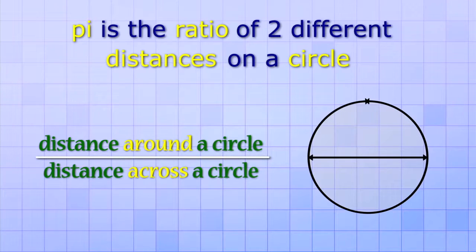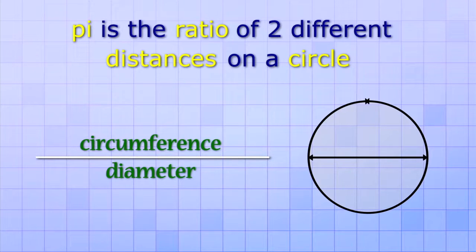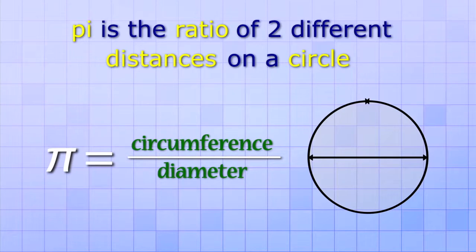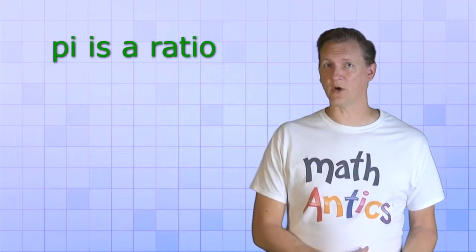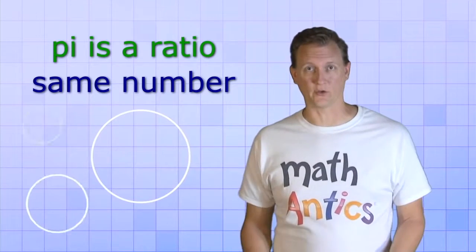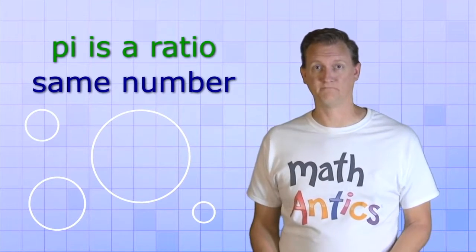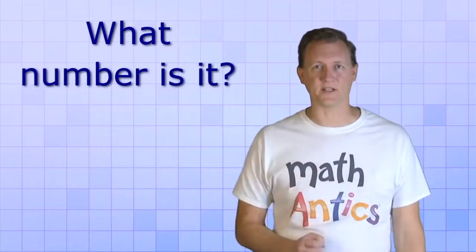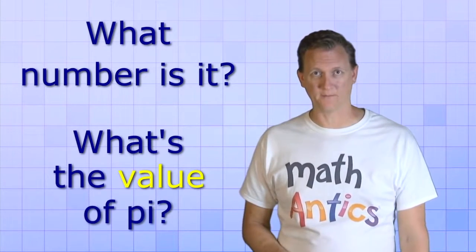And what do we call those two distances? Yep, the circumference and the diameter. So pi is the relationship of the circumference to the diameter. And as you'll see in a minute, because pi is a ratio, it's the same number for any circle, no matter how big or small. Okay, but what number is it? What's the value of pi?